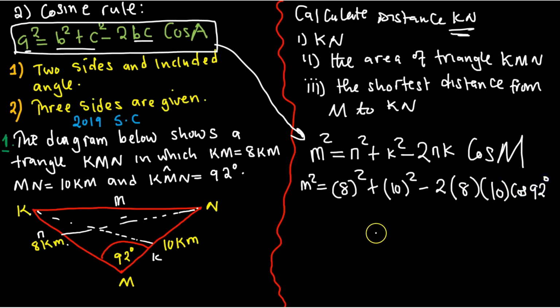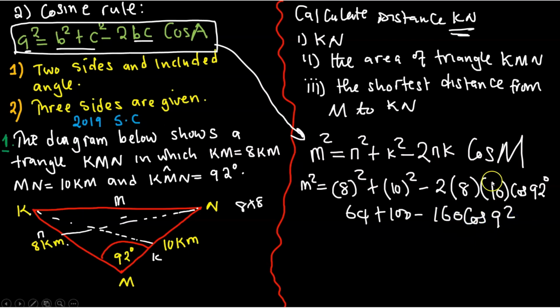Okay, so what you do here, you're going to multiply. 8 square is 8 times 8, which is 64, plus 10 square is 100, minus 2 multiply 8, which is 16, and 16 multiply 10 is 160. Okay, it's 160. So here you're going to have 160 cos 92. Now here you need to note that this is attached to cos, so you cannot subtract them here.